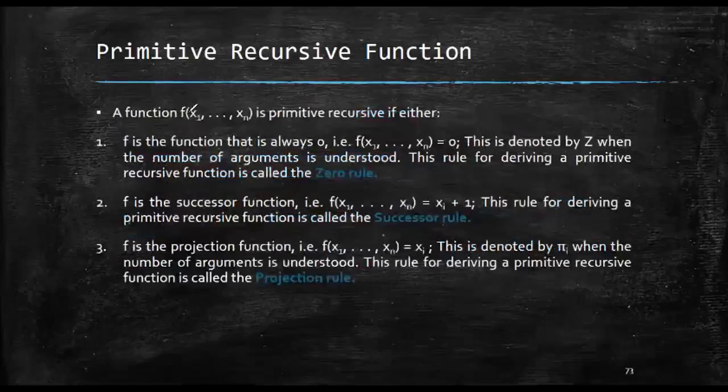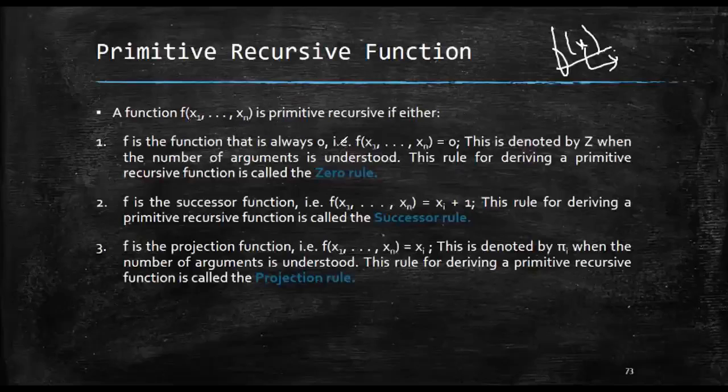A function f of x1, x2, and so on up to xn. If you notice, when we studied our normal functions, we just used to write f of x, that is, the only variable on which the function was defined was x. But here we will have more than one variable, x1, x2, and so on up to xn, and it is primitive recursive if either it is a zero function, that is, f is the function that is always 0. f of x1, x2, and so on up to xn will give you the value 0. This is denoted by Z when the number of arguments is understood. So the rule for deriving this kind of primitive recursive function is known as the zero rule, or our zero function.